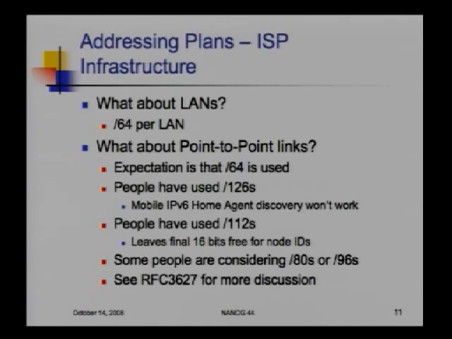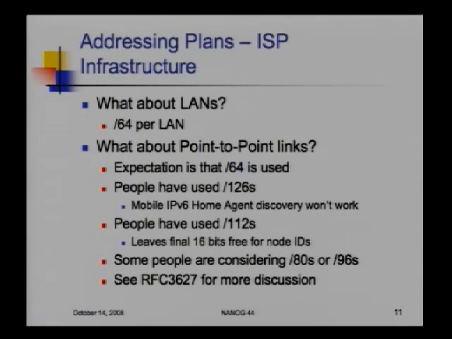What about point-to-point links? Well, there's been a lot of debate about point-to-point links. It's kind of wandered around in different places. Looking at what ISPs are doing, some people are using /64s, which is kind of the expectation of the developers of v6. Some people have used /126s quite happily, but it has been pointed out that mobile IPv6 home agent discovery won't work. And some people go, well, I don't care about that. They're quite happy to use /126s and just ignore the whole mobile IPv6 thing.